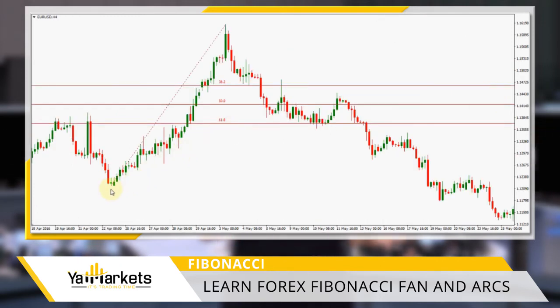They are drawn from the swing high to the swing low and show the potential support and resistance areas. Here you can see the prices trading down along the 38.2% arc line until it breaks the previous lows and then continues to take the lower leg next.